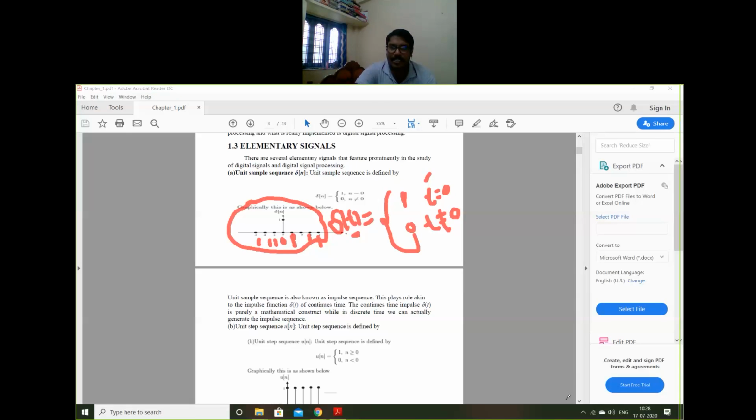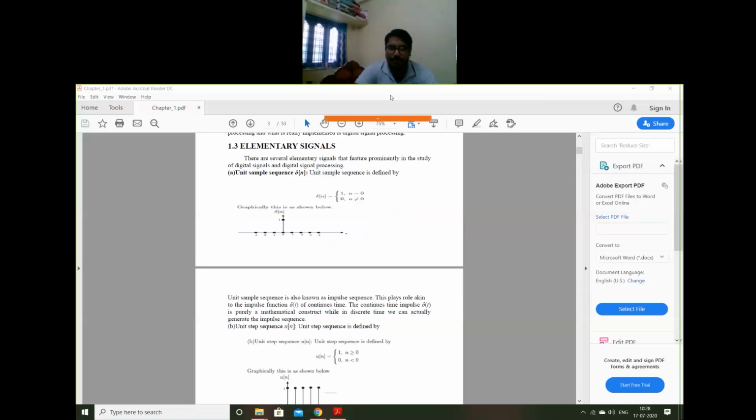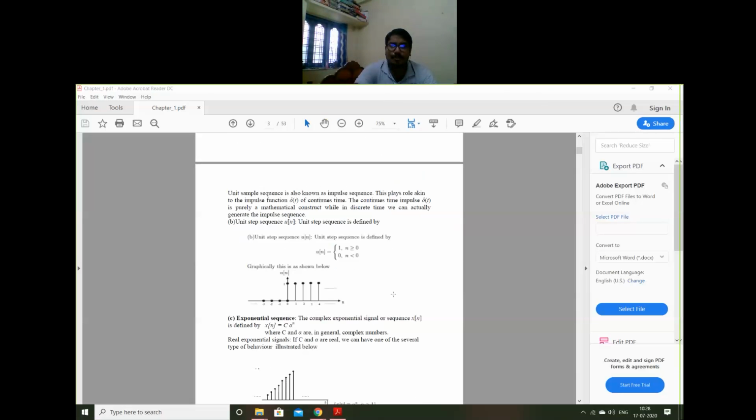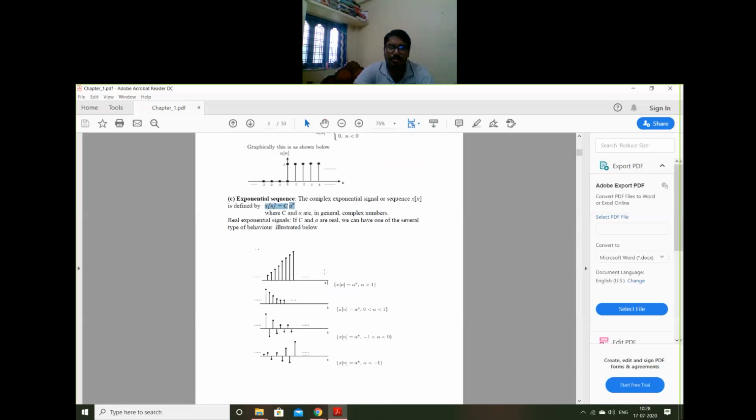So this is about the second most important one. Then the third one is the exponential, which I have shown already. It can be represented in mathematical format: x of n equal to c into alpha power n.